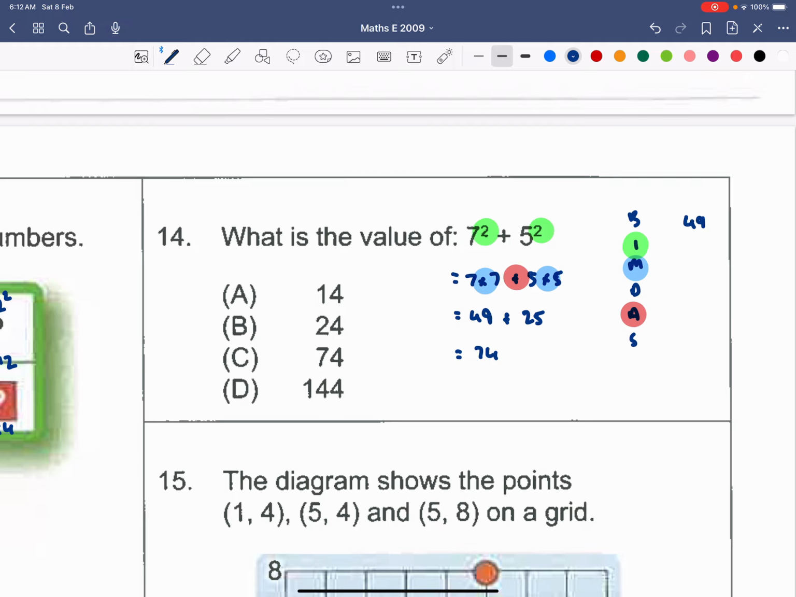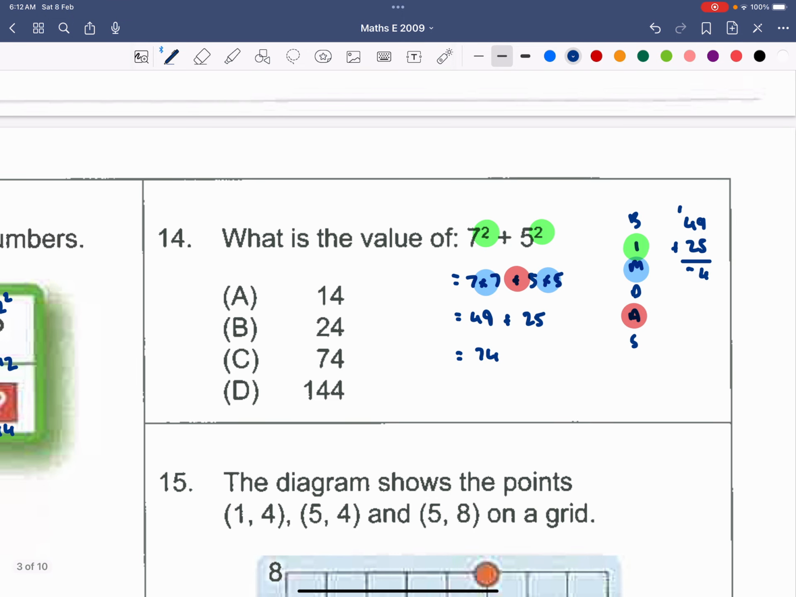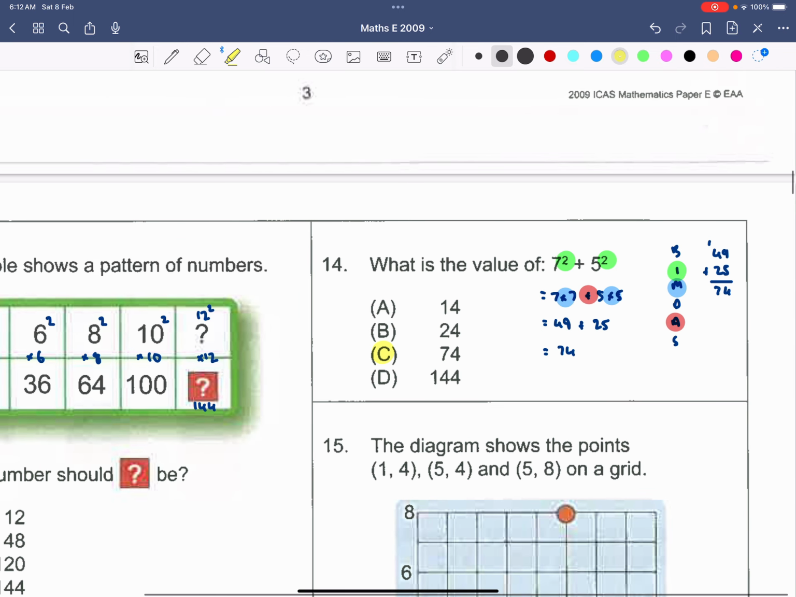So we have 49 plus 25. 9 plus 5, 14. Carry the 1. And then 1 plus 4 is 5, plus 2 is 7. That's 74 as well. Okay, so the answer is C. The answer is C. Nice.